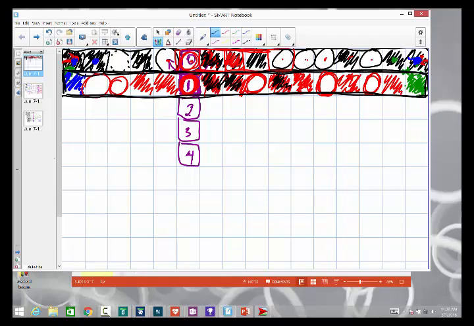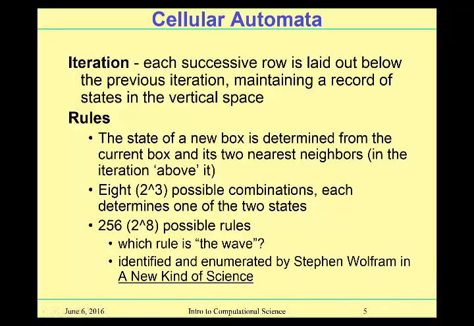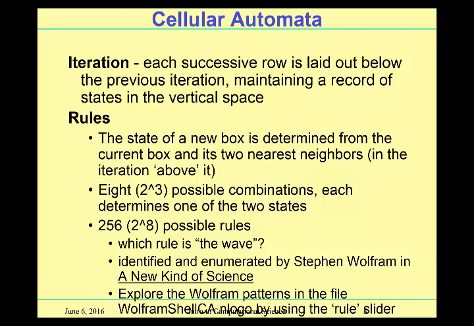One place you can explore these patterns is in the book A New Kind of Science by Stephen Wolfram. But another place we can do it is through a program that will be provided to you in NetLogo. It's called wolframshellca.nlogo. Let's go take a look at that program.